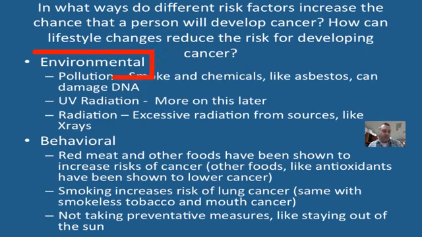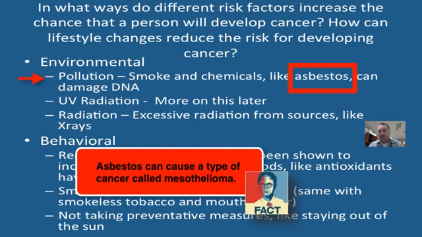The other two major factors are environmental. There's just things in the environment that can cause cancer. We call these carcinogens. Carcinogens are basically mutagens, things that cause a mutation that leads to cancer. Pollution, many of the chemicals that are out in our industrialized society, will cause cancer. One of the most famous is asbestos.